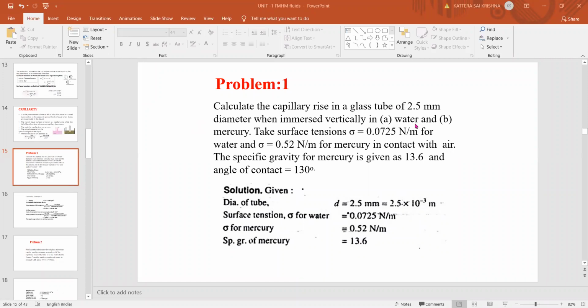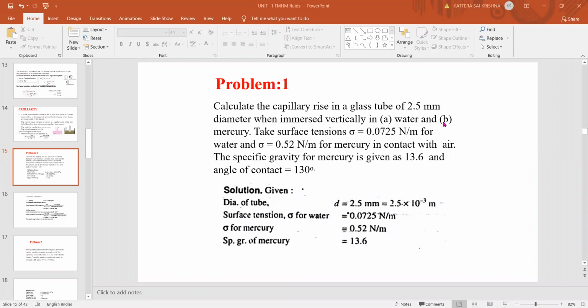Okay, after finishing for water, next go for B. For mercury, we will not get any capillary rise. We'll get capillary depression, nothing but capillary fall will be there, depression. So write down there: for mercury, the capillary depression in the glass tube.